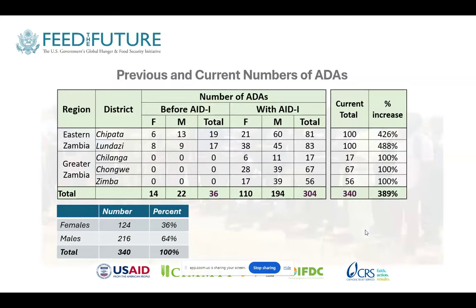In terms of numbers of ADAs, when we started some time back, we started with 40 ADAs. And by the time AIDI was coming, we had 36. Four of them had dropped out voluntarily. So with assistance from AIDI, we increased that number by 304 ADAs. Currently, we have 340 ADAs across Eastern Province and Central Zambia. Central Zambia has three districts, and Eastern Province has two districts. In terms of gender disaggregation, of the 340 ADAs, 36% are females, and the rest, that is 64%, are males.